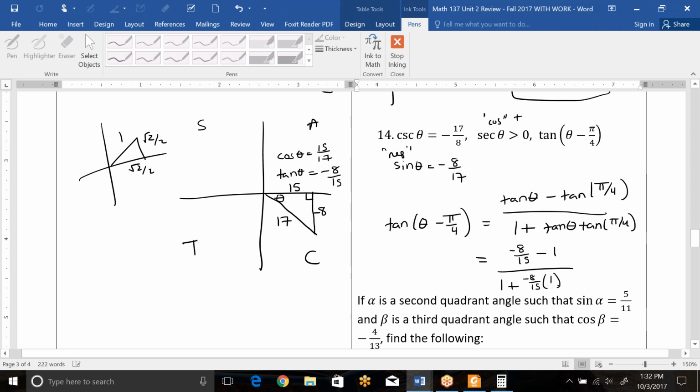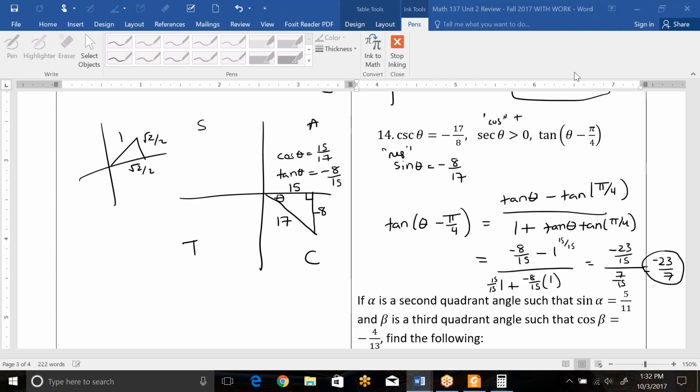times 1. On top, I would make that 15 over 15, so I can get a common denominator. So that would be negative 23 over 15. On bottom, I'd do the same thing, make this 15 over 15, but this time we're subtracting 8, since times 1 does nothing. So that'd be 7 over 15. And when we multiply by the reciprocal, we get negative 23 over 7. So there's the answer to that one.